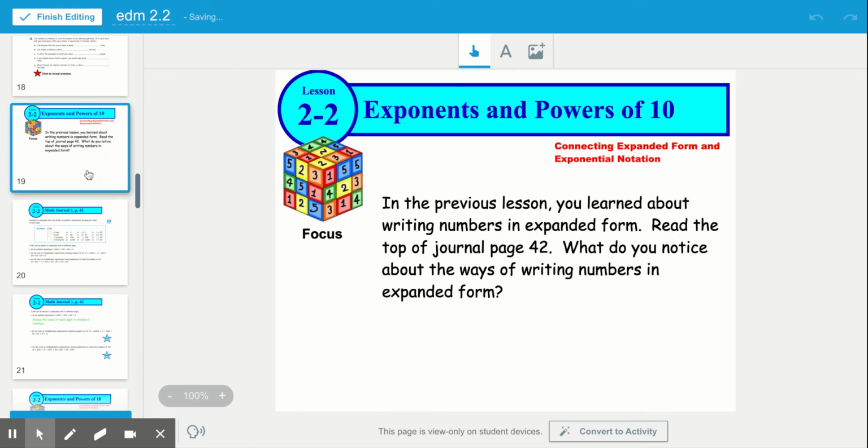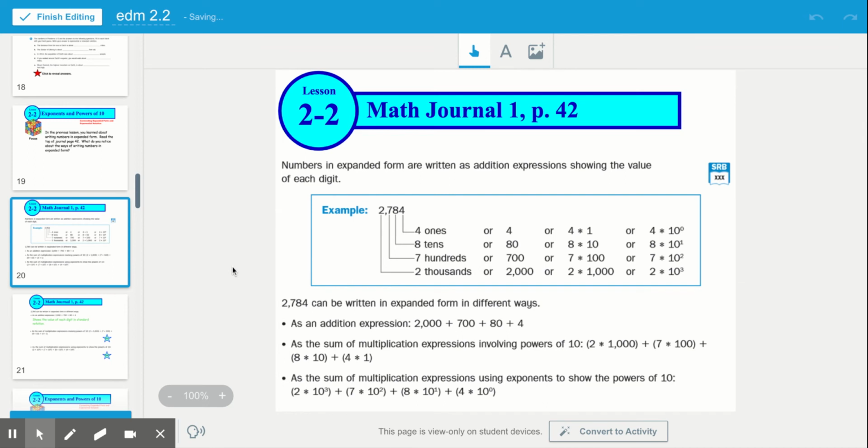So in the previous lesson, you learned about writing numbers in expanded form. Read the top of journal page 42 and think to yourself, what do you notice about the ways of writing numbers in expanded form? So here you have it. Numbers in expanded form are written as addition expressions showing the value of each digit.